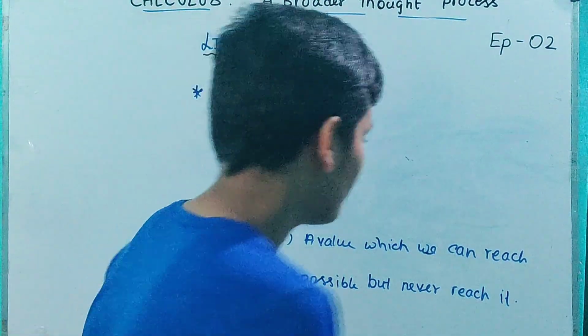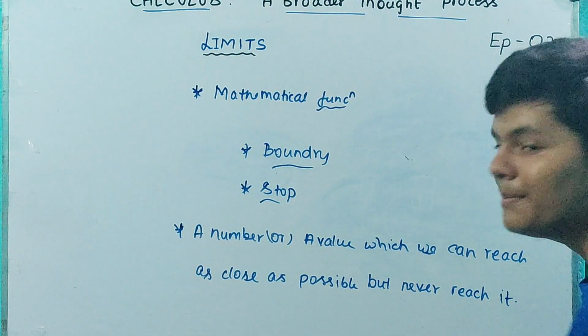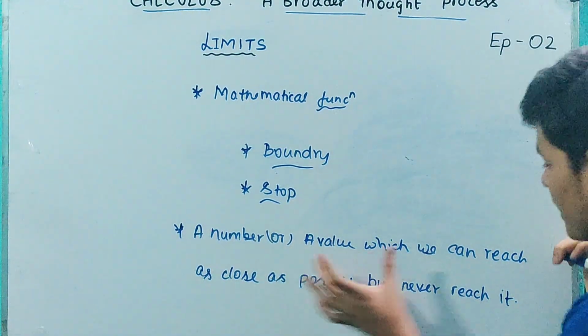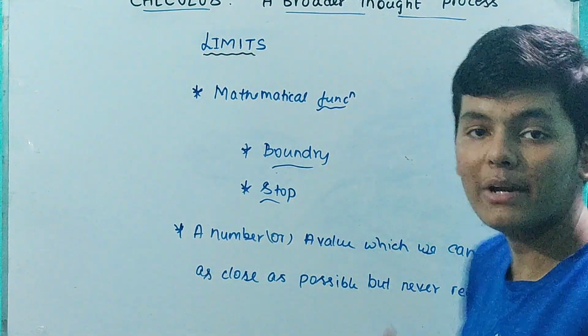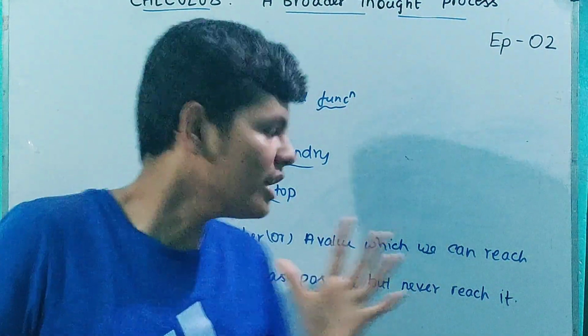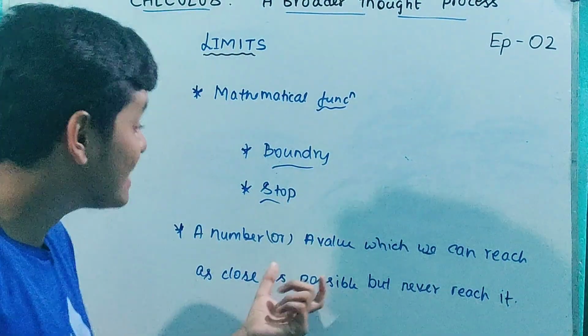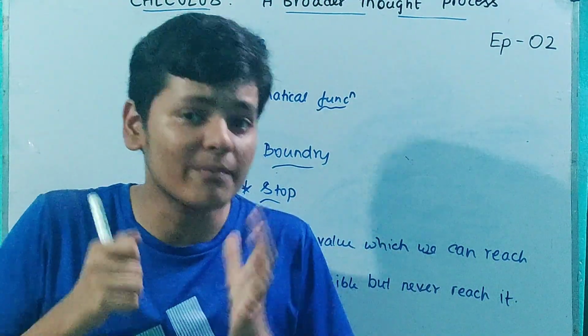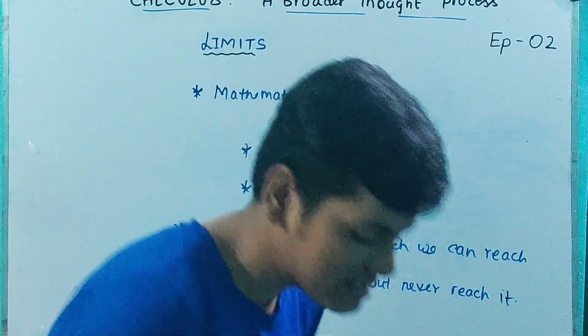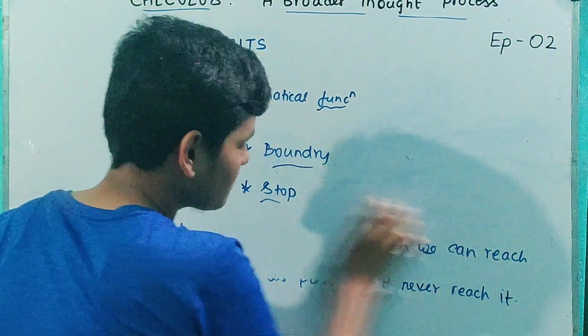This is the definition of a limit function, that a limit is nothing but a value which we can reach as close as possible, but we can never reach it. For now, we need to note the definition and move on. To understand this definition, we need to understand some examples about limits. So let us start with the examples of limits.